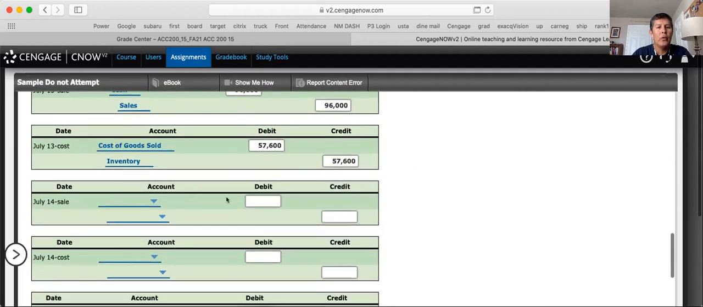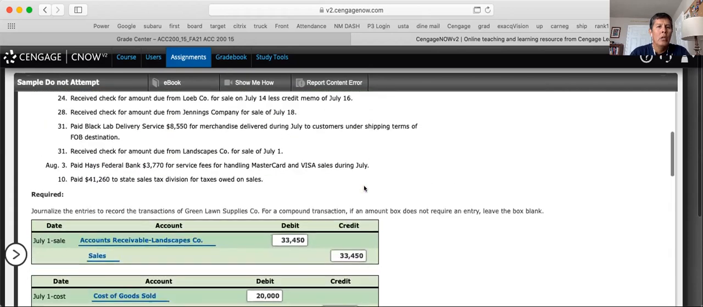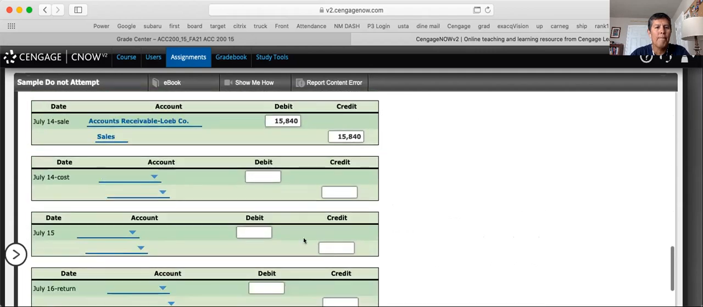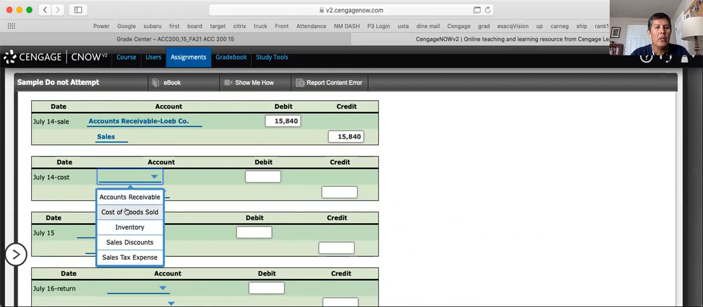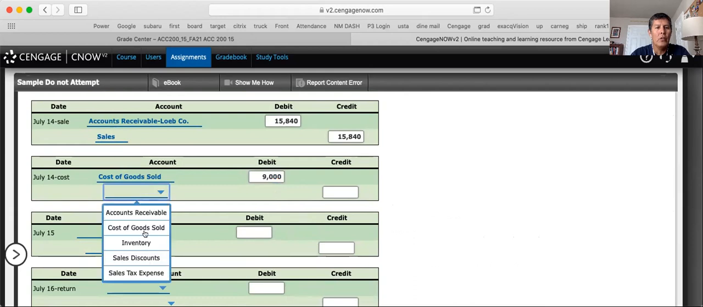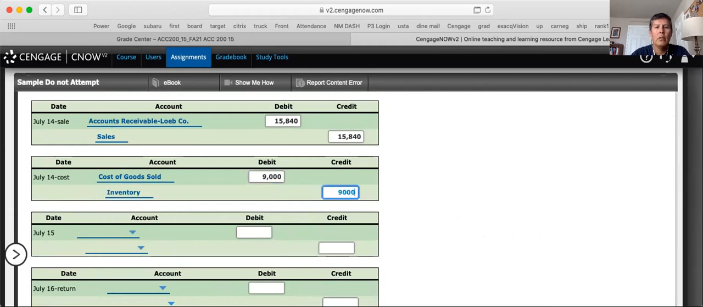So let me go down here and record the transaction. Accounts receivable to Loeb for $15,840. Then we're going to put it in sales, $15,840. Now, how much did it cost us? $9,000. So we're going to go COGS, cost of goods sold, and this will be $9,000. And then we're going to go to inventory for $9,000. Just like that. All right, now let's move to July 15.